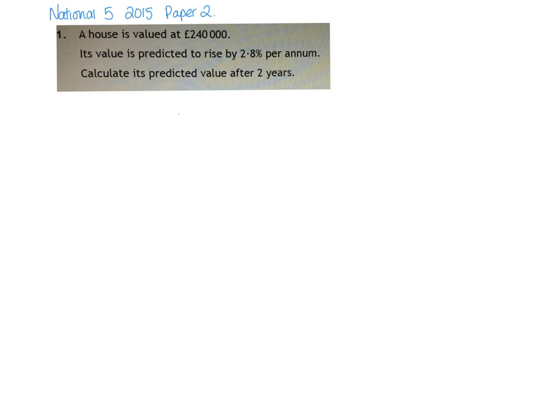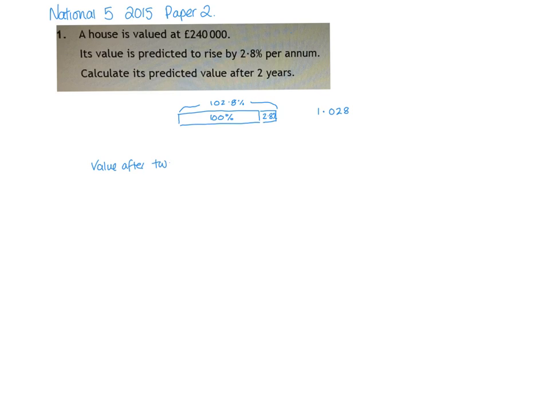So if we think about the value of the house, to start with, it's worth 100% of its value. And then after that year, it's going to have added on that 2.8%. So if we look at that whole thing, that's 102.8%. So this question's compound interest, so we need to change that percentage into a decimal. So it's going to be 1.028.